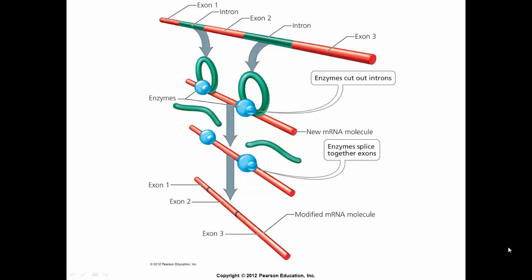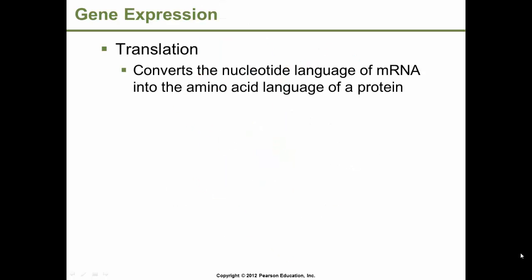So at this point, transcription has occurred. Next, we will move out into the cytoplasm into translation. Translation is going to convert the nucleotide language, taking that DNA template into the mRNA, messenger RNA template, and convert it into amino acids, into the language of proteins. Amino acids are the building blocks of proteins. So translation will occur in the cytoplasm on the ribosomes.